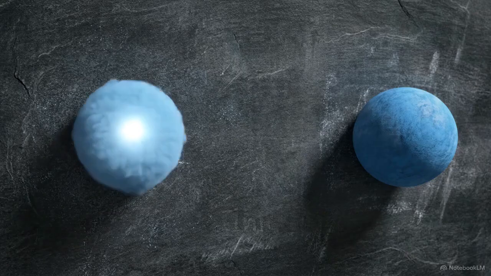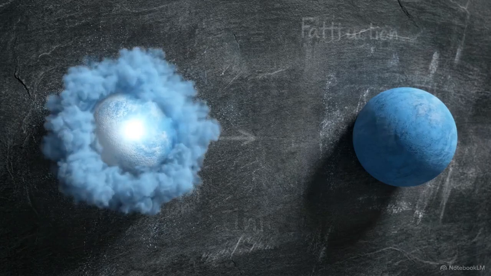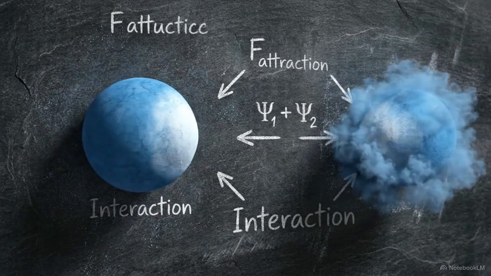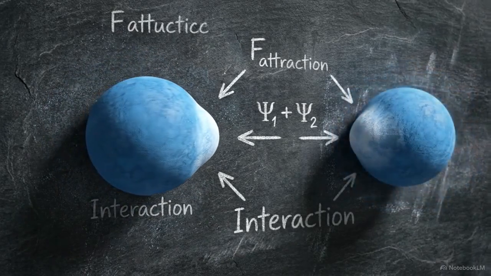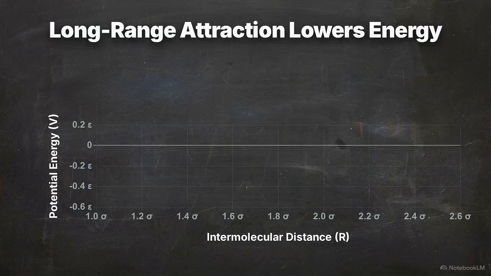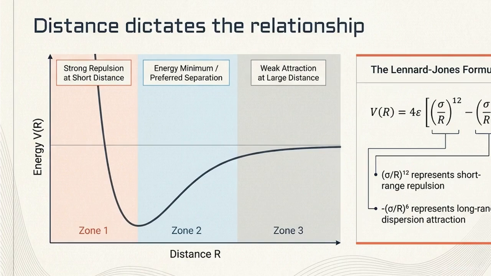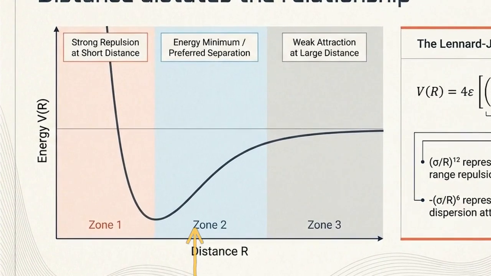Even in neutral atoms, quantum fluctuations in the electron cloud create temporary, shifting dipoles. These instantly induce matching dipoles in neighboring atoms, pulling them together. In our equation, this weak long-range attraction is represented by the 6th power term. By plotting both terms together, we find a critical balance point. Look at the lowest dip in zone 2. This is the exact physical distance where the strong repulsion and weak attraction cancel out, creating a stable energy minimum.